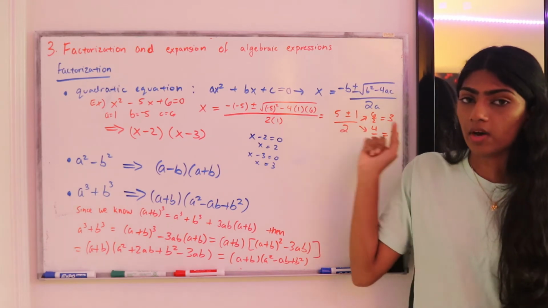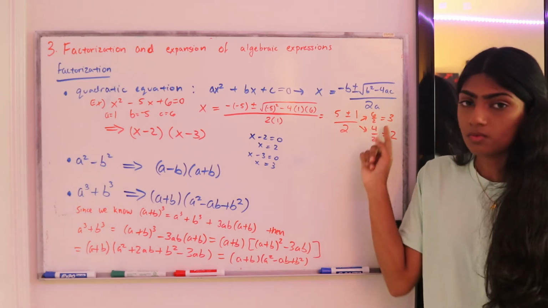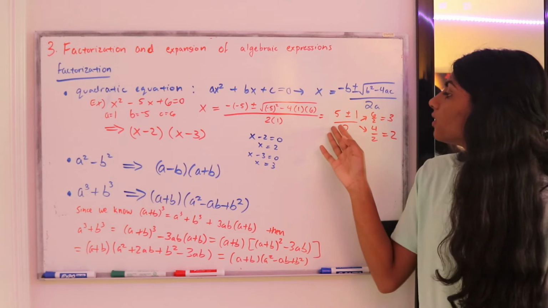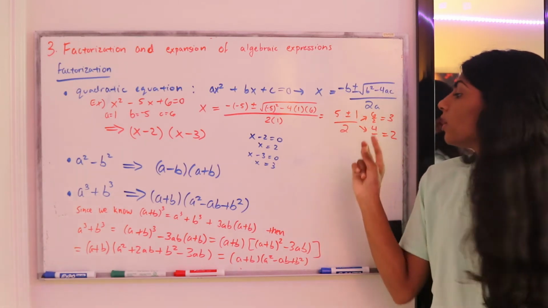So we're going to try one method, which is 5 plus 1 over 2, which is 6 over 2, which equals 3. And then we're going to try 5 minus 1 over 2. So we do 5 minus 1 over 2, which is 4 over 2, which is equal to 2.